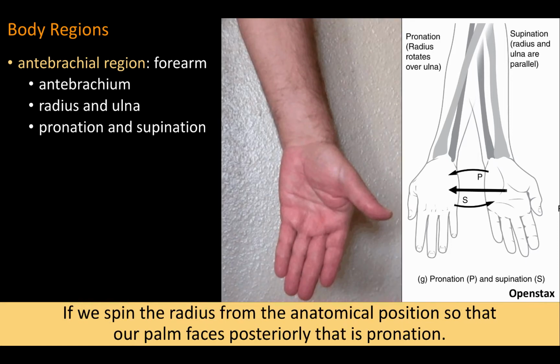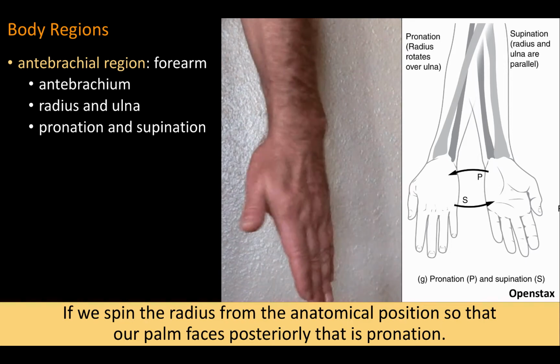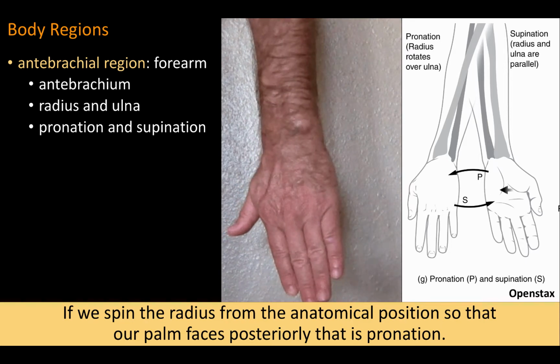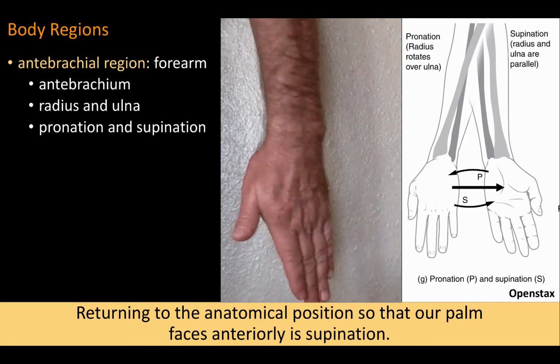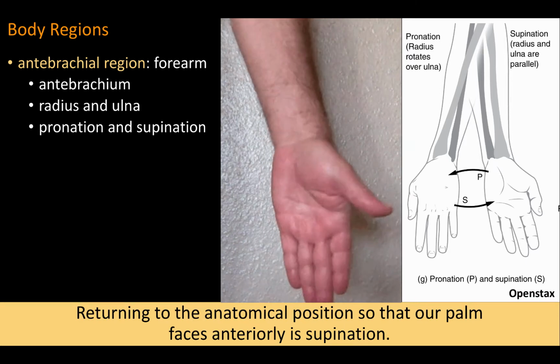If we spin the radius from the anatomical position so that our palm faces posteriorly, that is pronation. Returning to the anatomical position so that our palm faces anteriorly is supination.